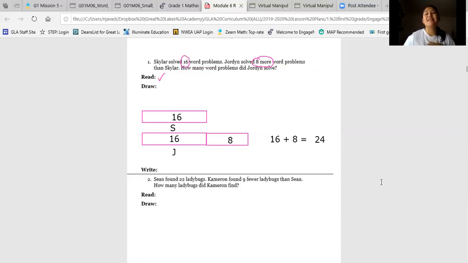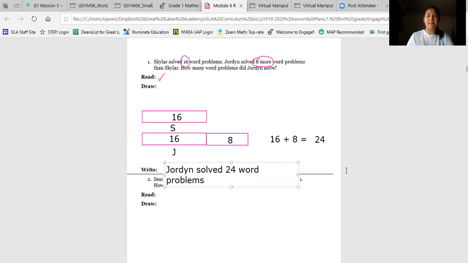Nice job. Last part you can't forget, you need to write your answer statement. Go ahead and pause and write your answer statement now. Nice job. My answer statement should look similar to yours. Mine says, Jordan solved 24 word problems. Give yourself a big pat on the back if you got that answer statement, and if you solved this problem correctly. Nice job. We're going to do one more together, then it's your independent practice, so get ready.